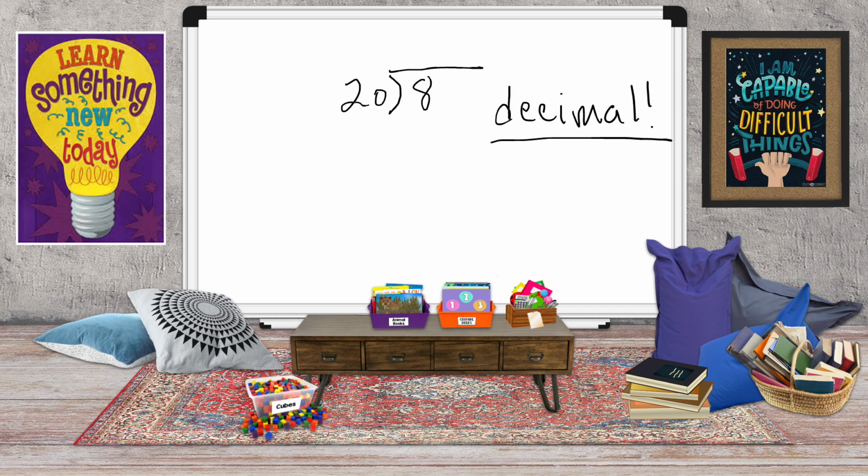Place a decimal point after the 8, followed by a 0. Place a decimal point in the quotient over the decimal point in the dividend. Now it looks like we're dividing 80 by 20. 20 goes into 80 4 times. Put our 4 here after the decimal point.